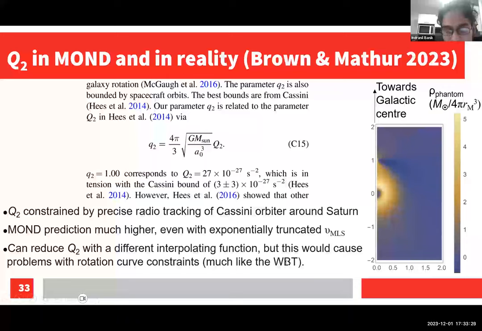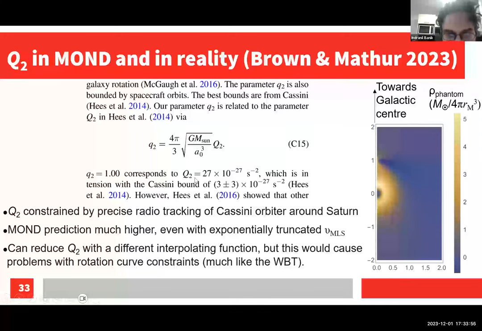So again, like with the wide binary test, you would essentially have to use a sharper interpolating function, but it wouldn't be sharper in the regime beyond 10 A0, because that's already made as sharp as possible. It'd have to be made sharper for accelerations below 10 A0, or between 1 to 10 A0 maybe. And that will then cause a problem with extragalactic rotation curves. So much like with the wide binary test.